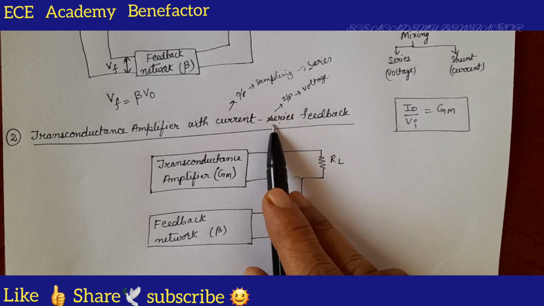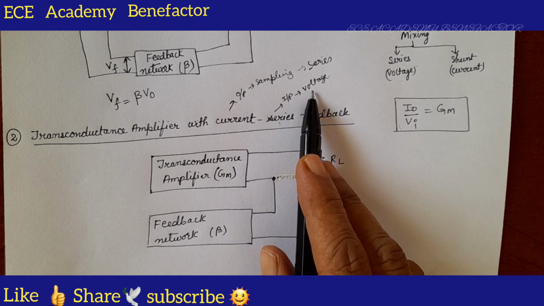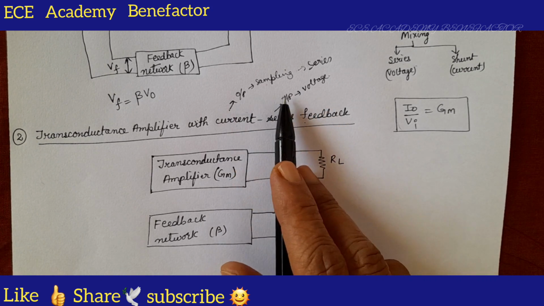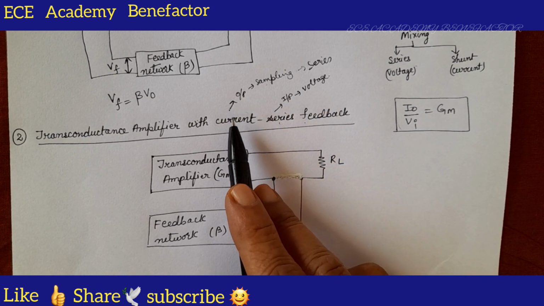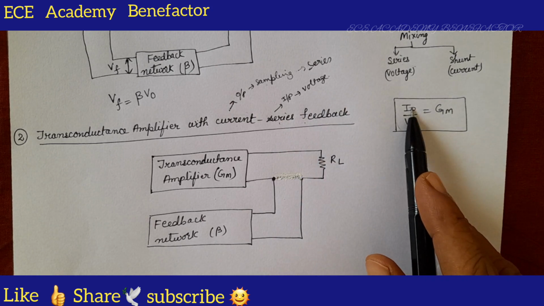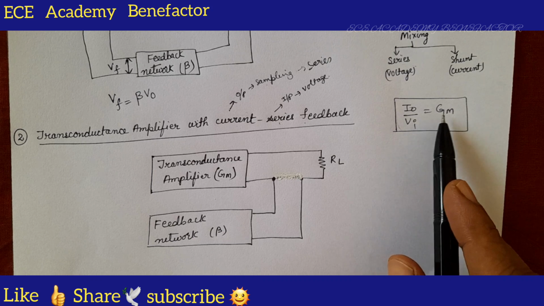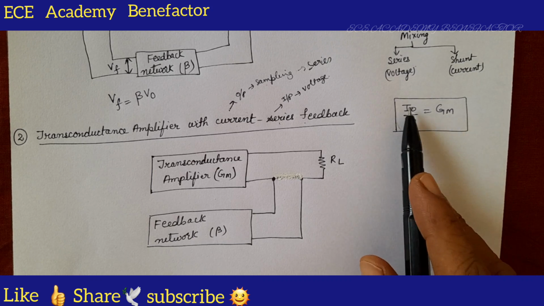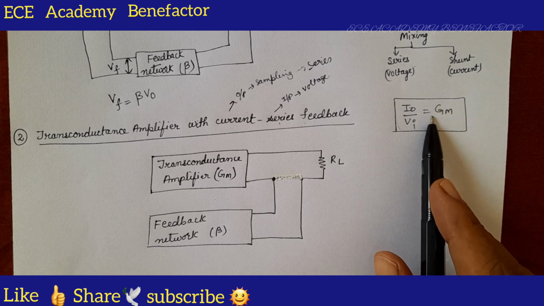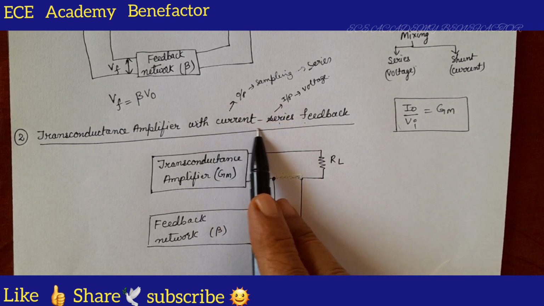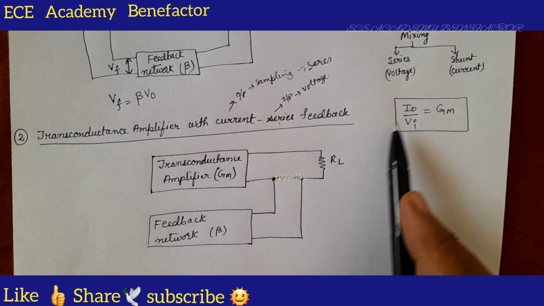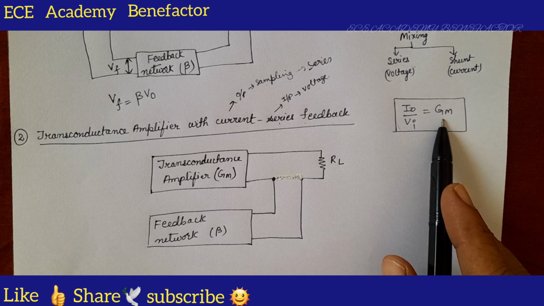If series mixing is done at the input side, the voltage source is to be connected. So output by input. What is the output here? Current. What is the input? Voltage. So I naught by Vi gives Gm. The ratio of I naught by Vi is transconductance. So by the name we can decide what type of basic amplifier we need to take. I naught by Vi is the transconductance gain.